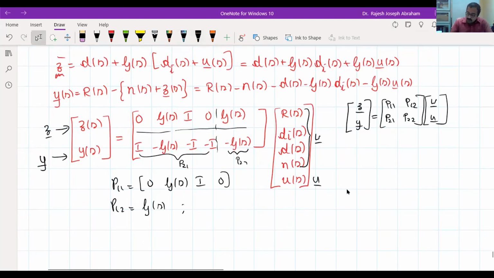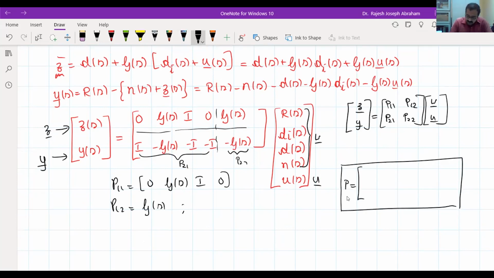So how can we represent this in LFT form? This is my nominal plant. I can write it like this: 0, G of s, I, 0, G of s, I, minus G of s, minus I, minus I, minus G of s.